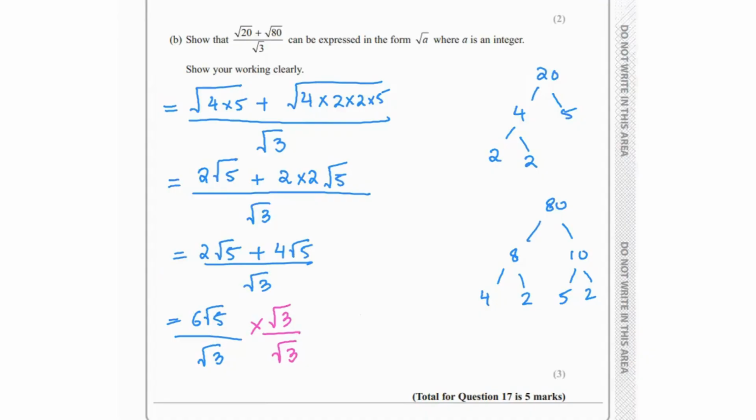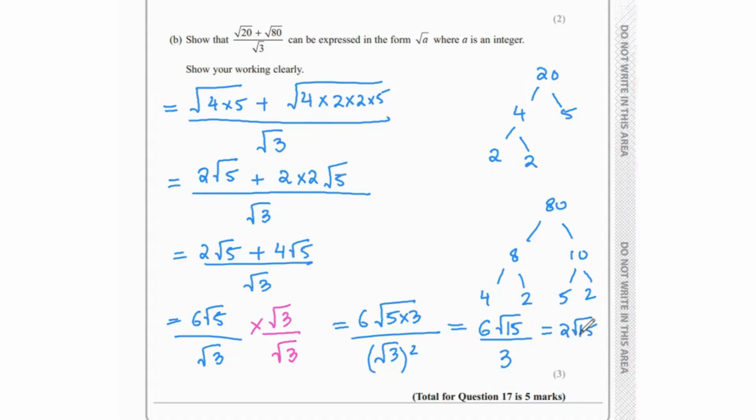So that's going to give us 6 times root of 5 times 3 over root 3 squared. When you're multiplying surds, you just combine the surds under one root and you multiply the numbers inside the root. So root of 5 times root of 3 is root of 5 times 3. So that's 6 root 15. And root 3 squared, we've already discussed that, that's going to be 3. 6 divided by 3 is 2, so 2 root 15.